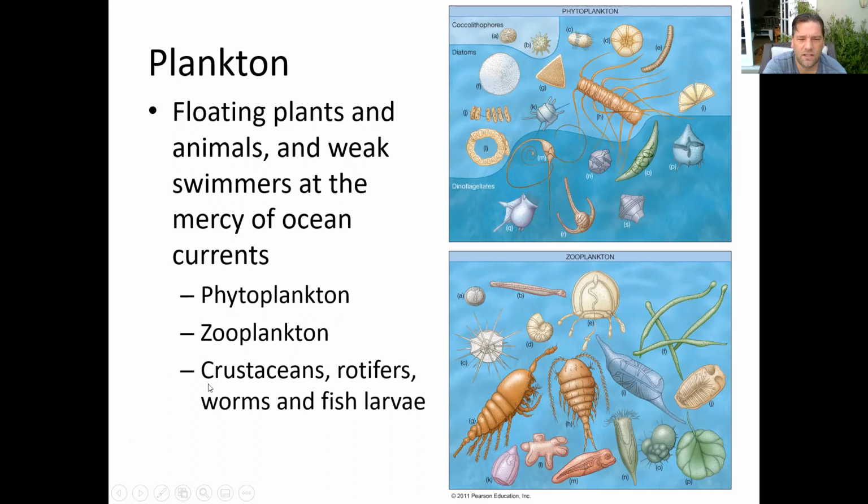And then you have a variety of organisms that are babies. And so they're crustaceans or they're worms or the larvae of fish. And then they ultimately will grow up into something much larger in the ocean. So that's just a brief overview of plankton, and you can see some of the pictures on the right.